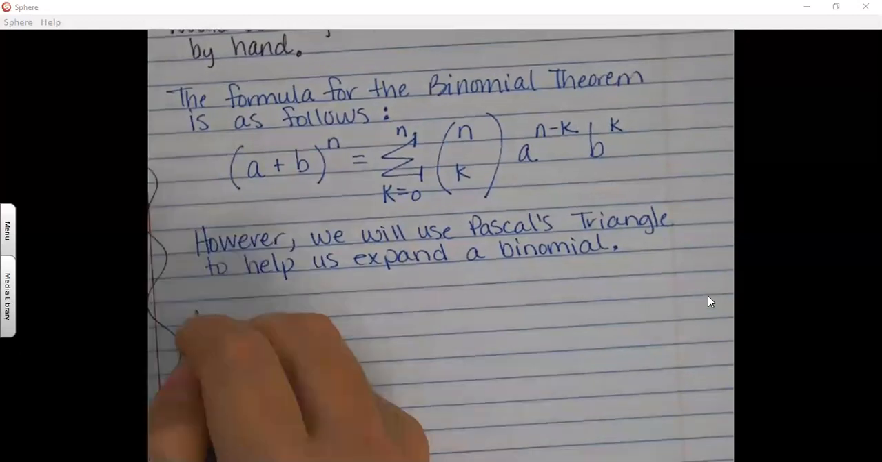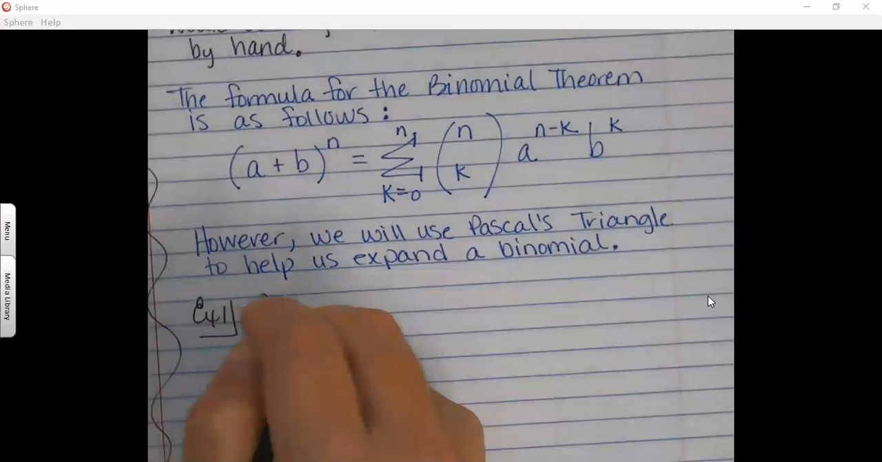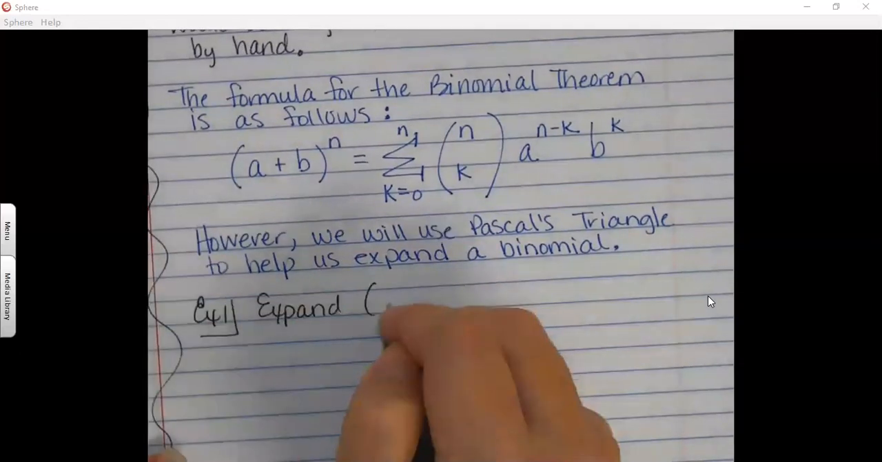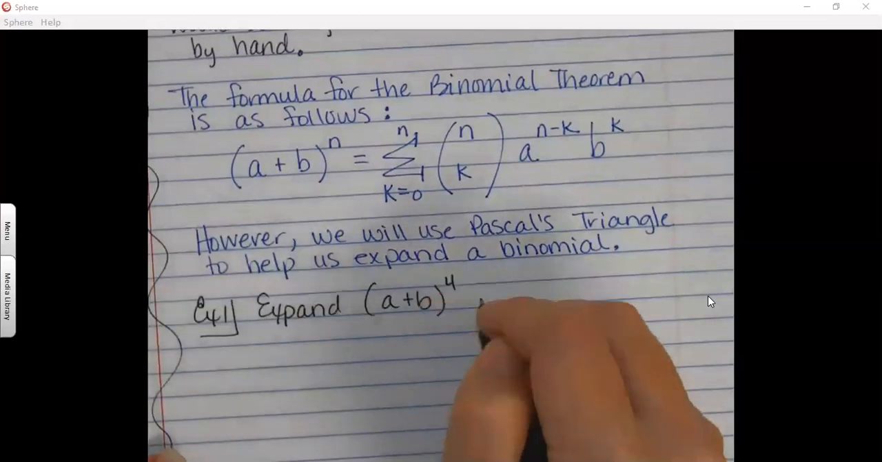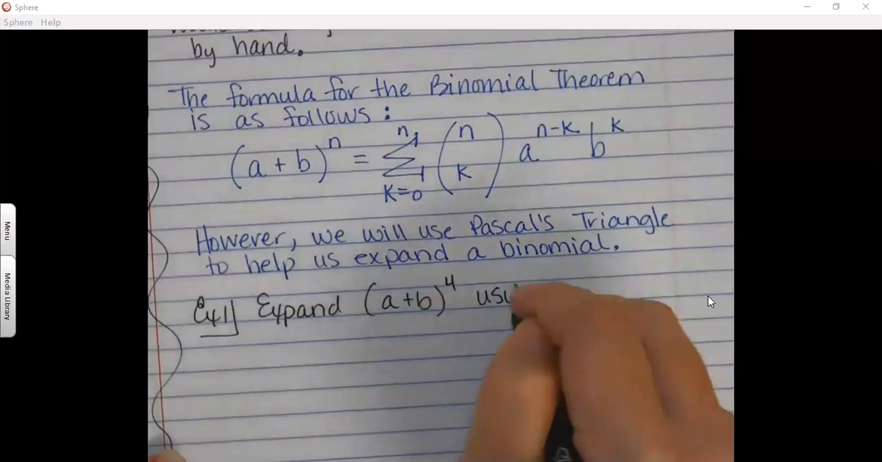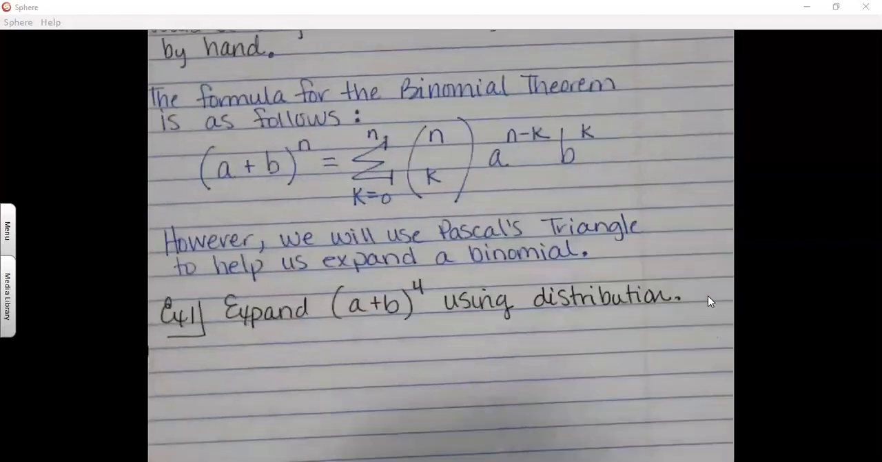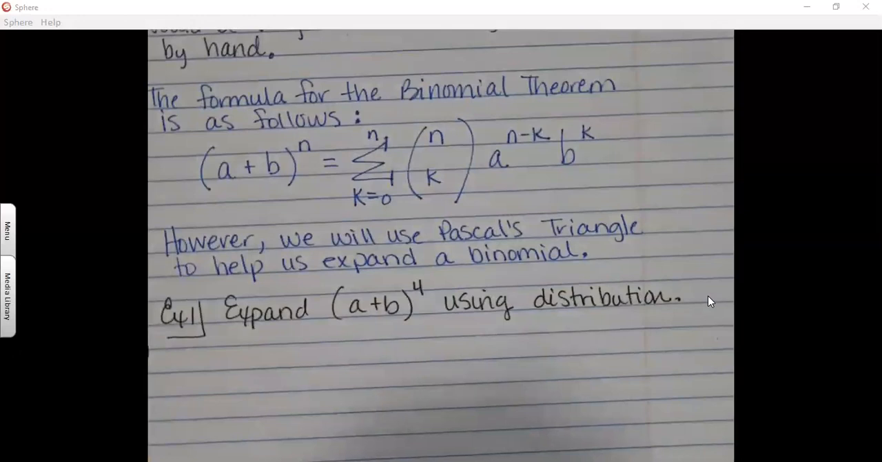So let's expand a plus b quantity raised to the fourth using distribution. And that's nothing new. We already know how to do that. So is a plus b raised to the fourth a to the fourth plus b to the fourth? No, there's a lot more stuff that's going to go there besides a to the fourth plus b to the fourth, right? So if I'm going to expand it using distribution, this is what we already know how to do.